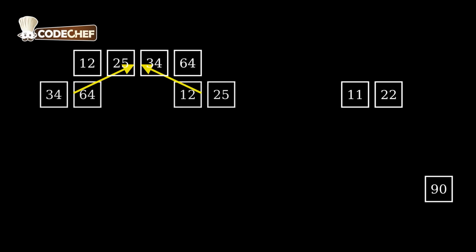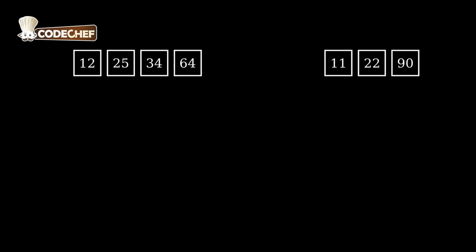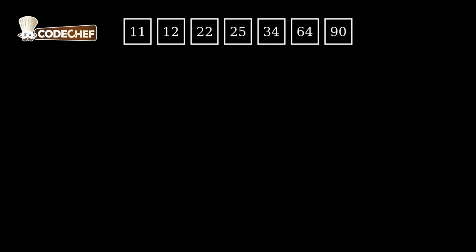Now we merge 34, 64 with 12, 25, arranging them in sorted order to form 12, 25, 34, 64. Similarly, 11, 22 merges with 90, forming 11, 22, 90. Lastly, we merge 12, 25, 34, 64 with 11, 22, 90, arranging them in order to get our fully sorted array: 11, 12, 22, 25, 34, 64, 90.